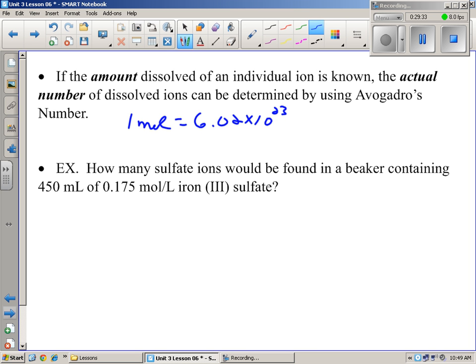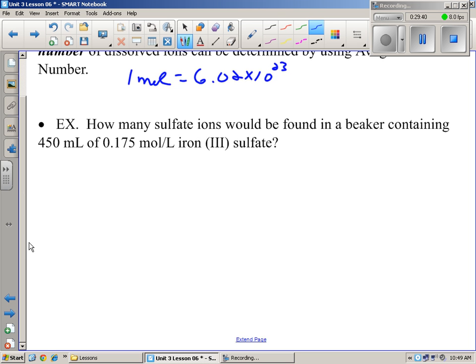We're going to look at the next example here, and I'm going to get you guys to do exactly the same thing that you just did for me on the last one. So you take a little break on this one. How many sulfate ions would be found in a beaker containing 450 milliliters of 0.175 molar iron(III) sulfate solution? So once again, write the dissociation equation, balance it, and then maybe put the information in the right spot if you're comfortable with that.